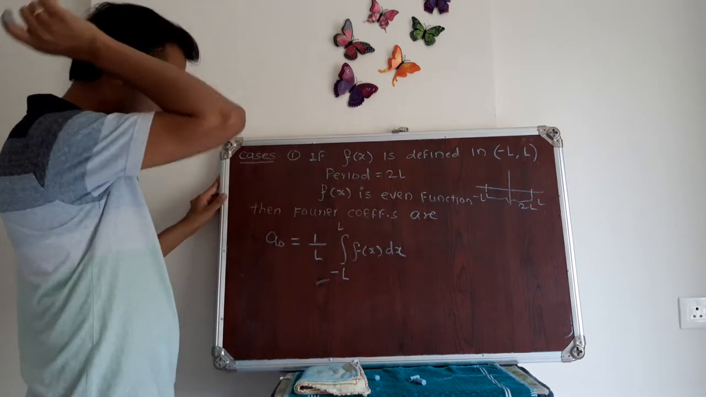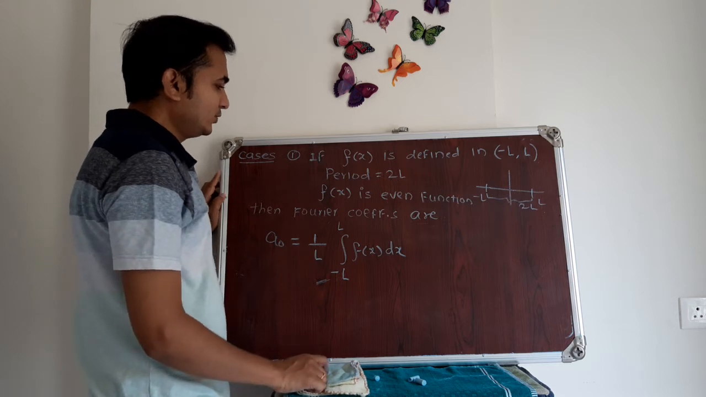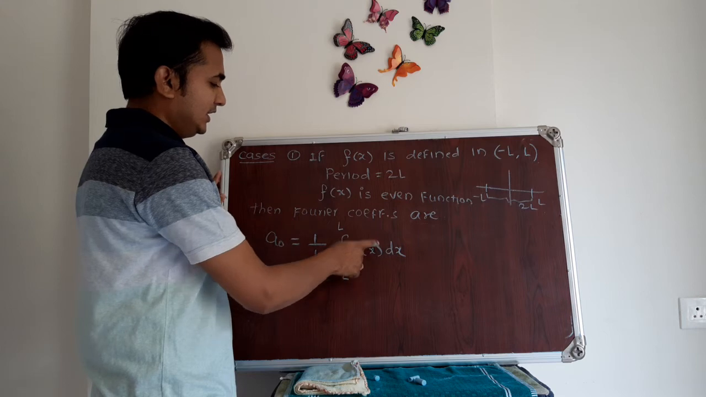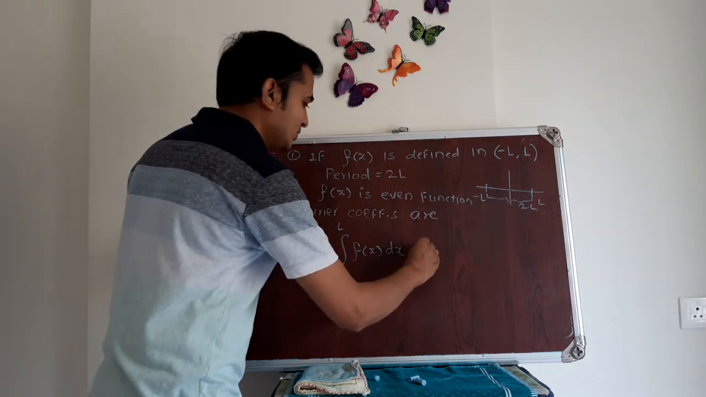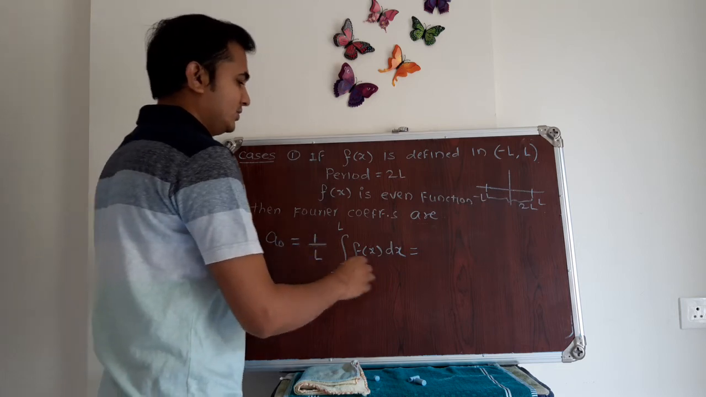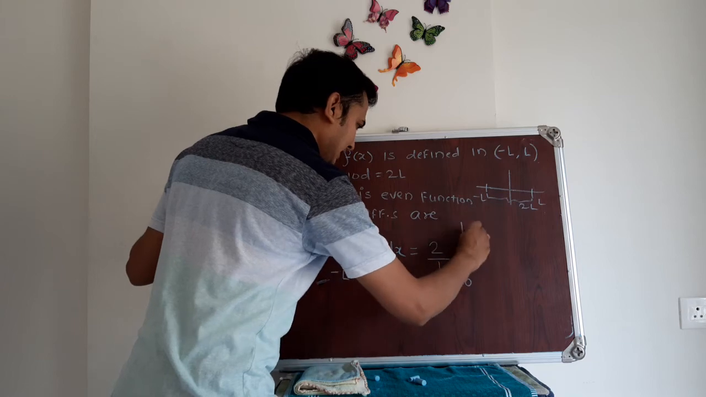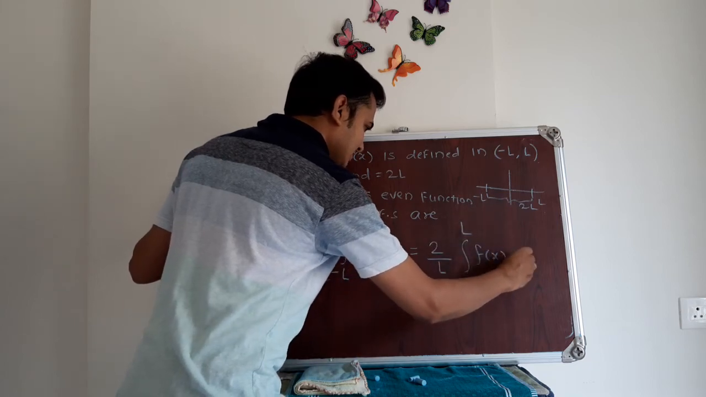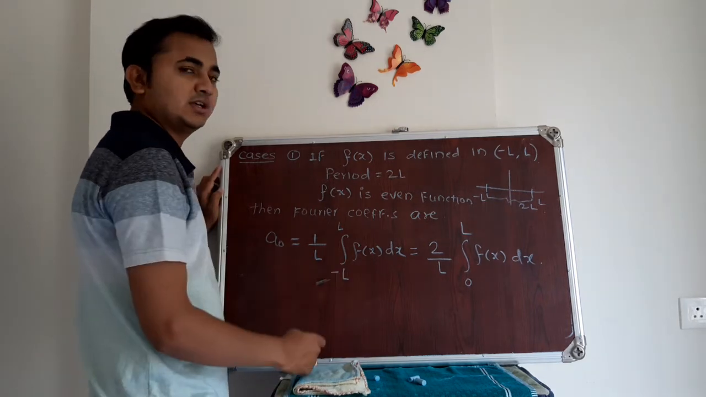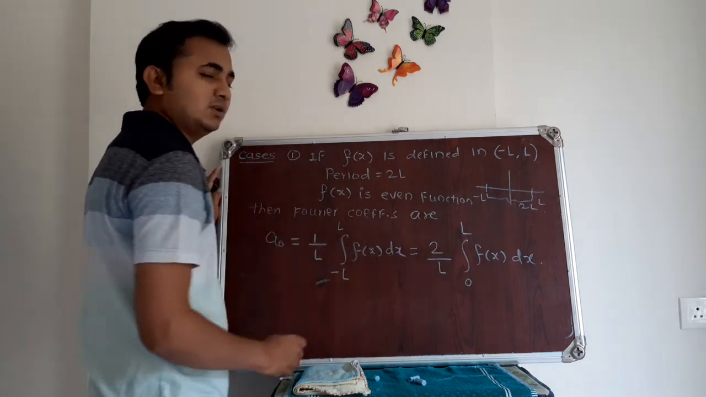Now one thing that you know, for minus a to a, the integration of an even function is 2 times 0 to a. So this is 2 by L integral 0 to L f of x dx, because f of x is an even function, so minus L to L becomes 2 times 0 to L.